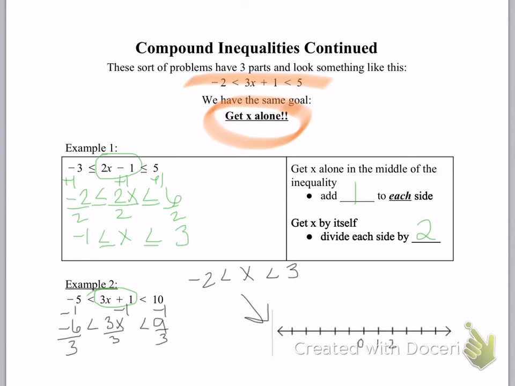So 0, 1, 2, 3, 4, 5, negative 1, negative 2, negative 3, negative 4, negative 5. The 2 points that we'll use are the two numbers on the outside. So our first point will be at negative 2. That'll be an open circle, not a closed circle. And then our other point will be at 3. And then lastly, just connect the dots. So x is between negative 2 and 3.